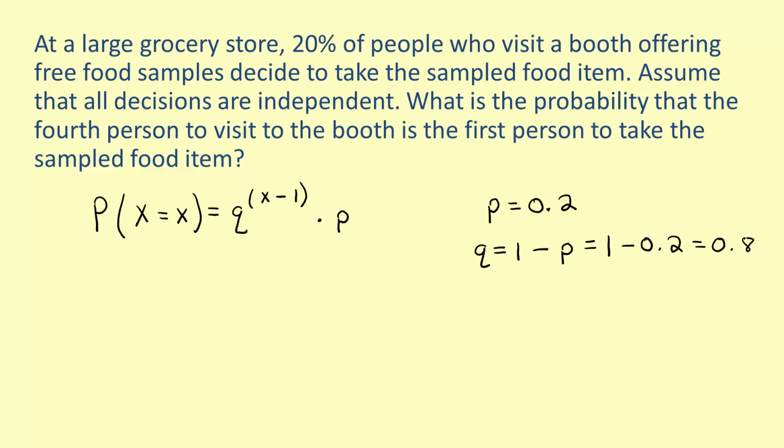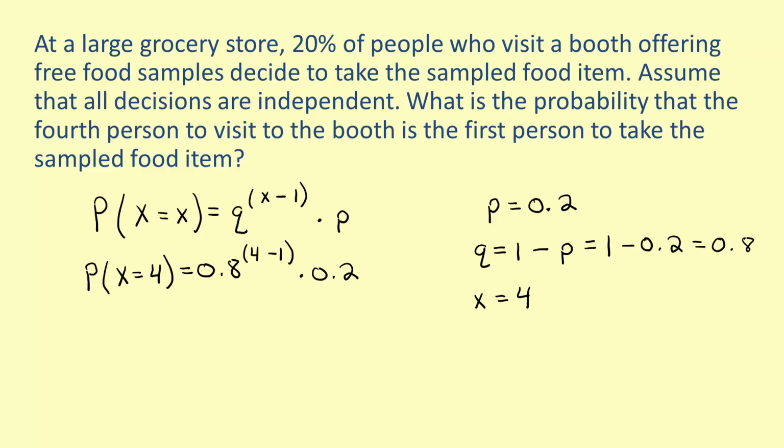We want to find the probability that the fourth person to visit the booth is the first person to take the sampled food item. So we want to find the probability that the random variable x is equal to 4. Substituting these values into our formula, we get P of x equals 4 equals 0.8 to the 4 minus 1 times 0.2.